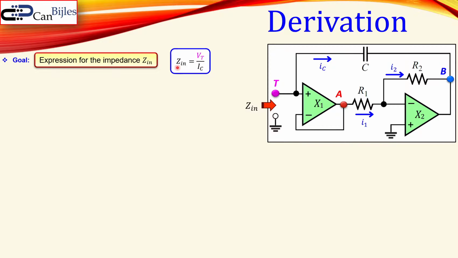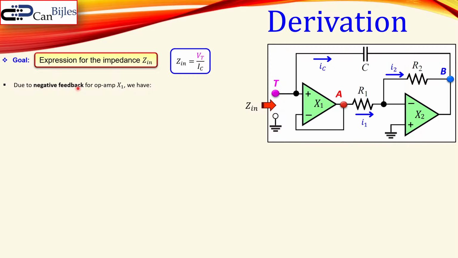Okay, we know that the input impedance Zin is equal to the voltage at this node, Vt, divided by the current, and that current is the current here through the capacitor. Why only that capacitor current? Because the current into the op-amp is in the ideal case 0. So this is the expression we will use in order to continue and calculate the Zin.